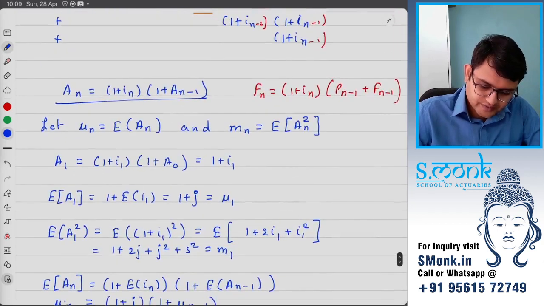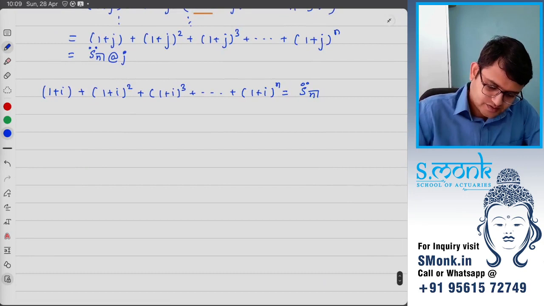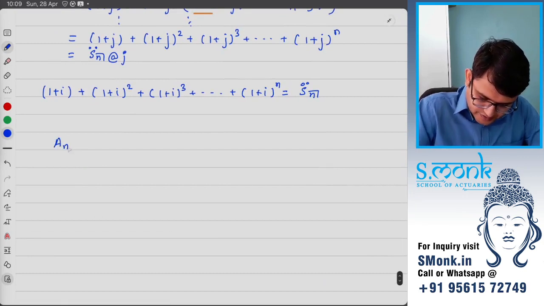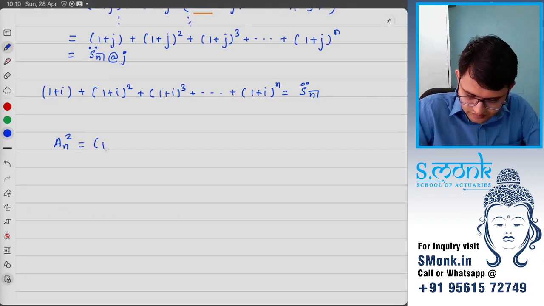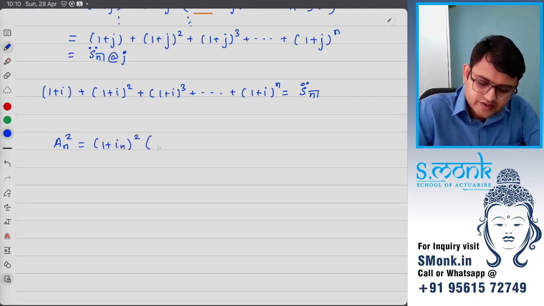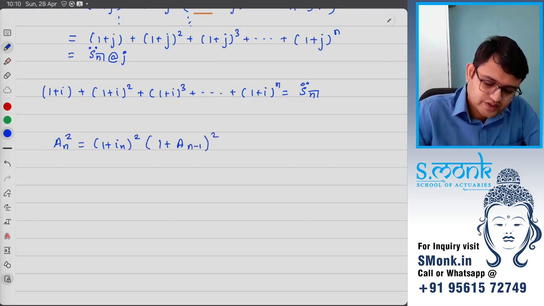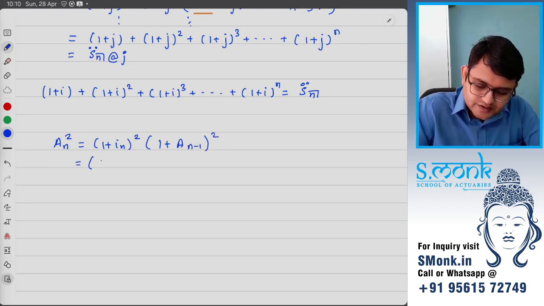Now I had A_n. If I square this, I'll get A_n squared, which is (1 plus i_n) squared into (1 plus A_{n-1}) squared. Let's expand this.